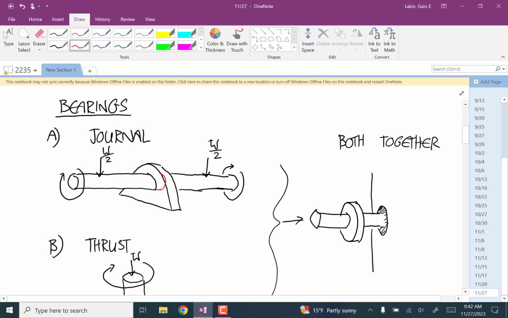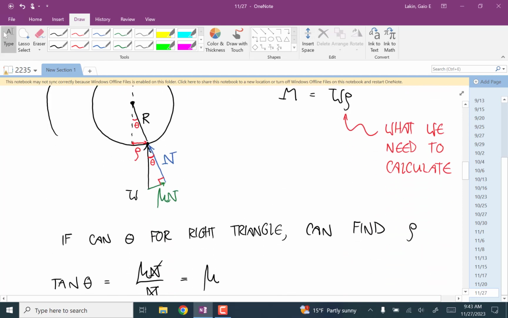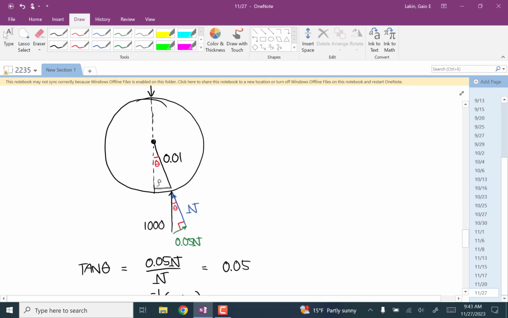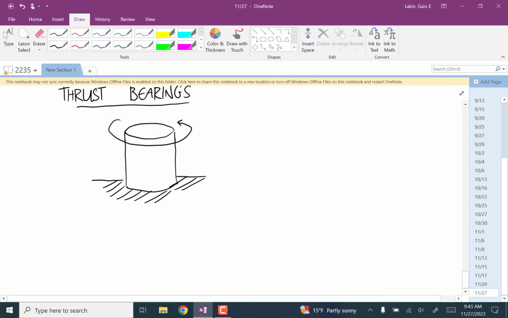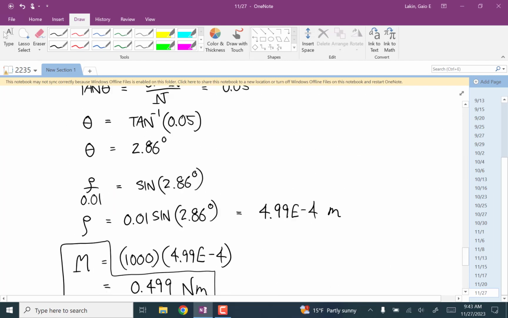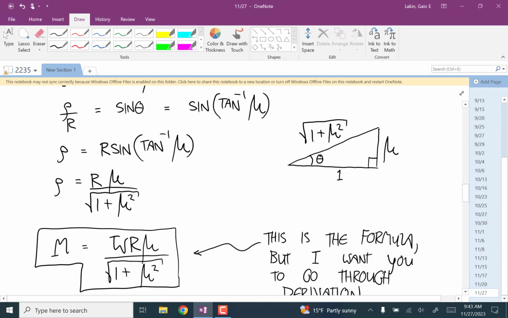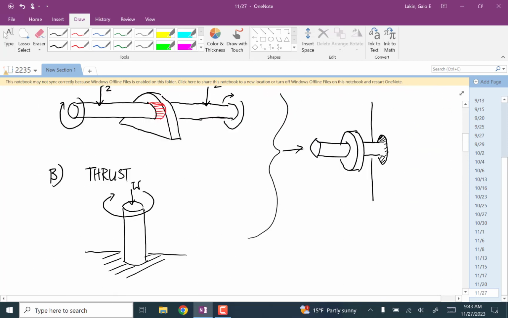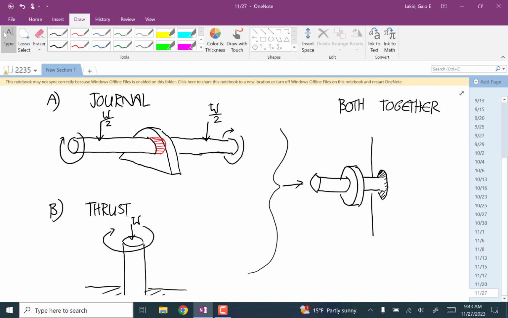Are you with me on that? So that red is where the contact is happening. In this case, the contact that's causing this couple to be applied is what we're going to have to overcome. In the case of the two together, I drew that picture of a case where you could have both together.